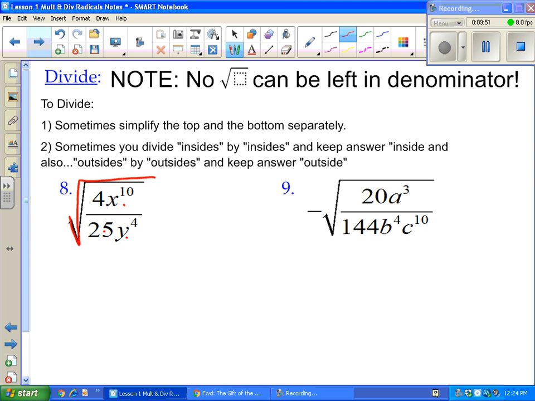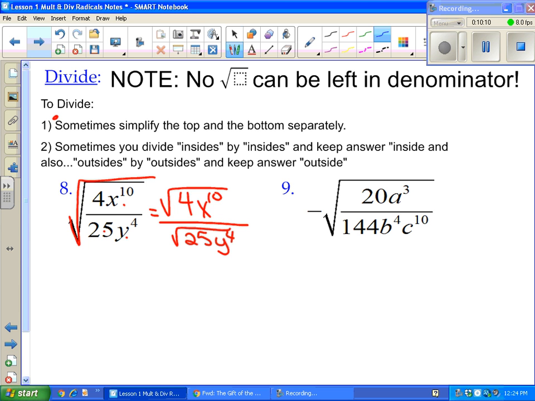So I'm simply going to let the square root, I'm going to actually work with the top, and I'm going to say, okay, that square root goes with 4x to the 10th. And I'm going to separate it and say, well, the square root actually goes with the bottom too. It goes to 25, y to the 4th. And I'm going to actually work in top and bottom separately like the first strategy says.